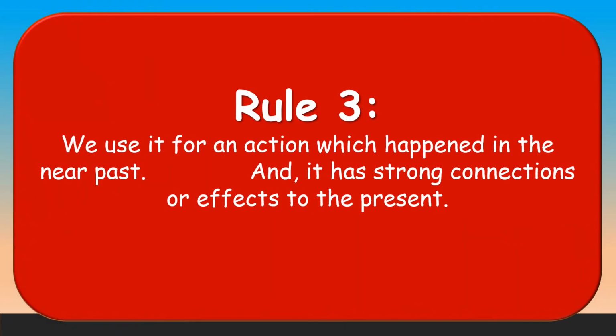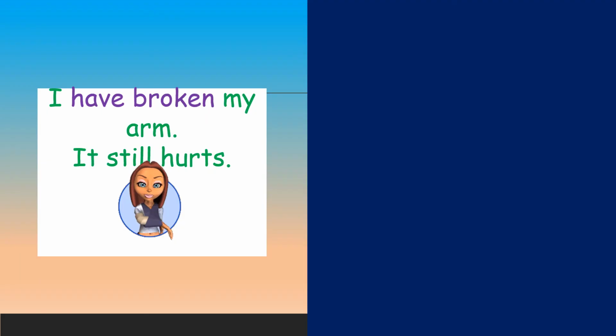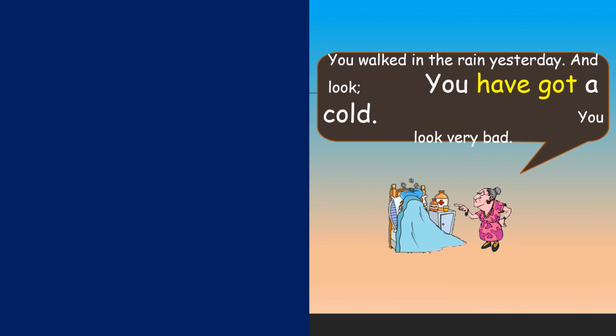Rule 3. We use it for an action which happened in the near past, so not a very long time ago, and it has strong connections or effects to the present. Yes, to the present. I've broken my arm. It still hurts. You walked in the rain yesterday and look, you've got a cold. You look very bad. You have got a cold.